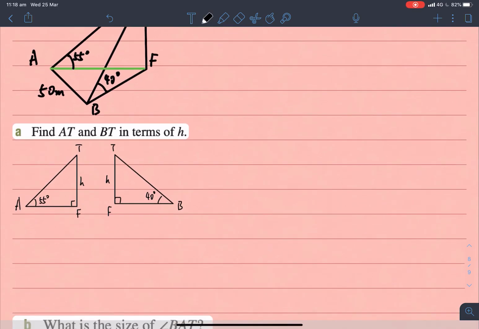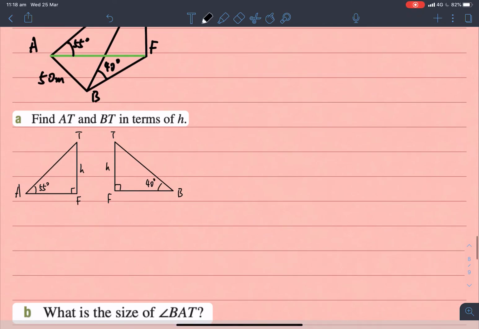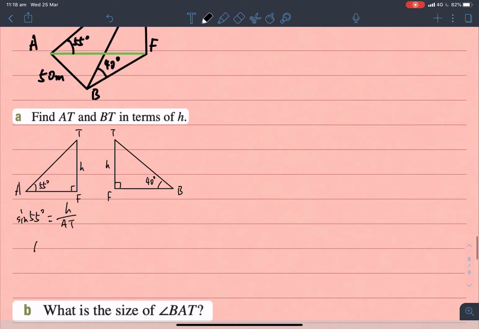Now in this case I got two triangles, AFT and BFT. We're going to use those two to find AT and BT in terms of H. So AT is the hypotenuse here, H is opposite, so we can use sine. So sine 55 degrees equals opposite, height, over hypotenuse AT. I'm going to simplify it first. So AT equals H divided by sine 55 degrees.